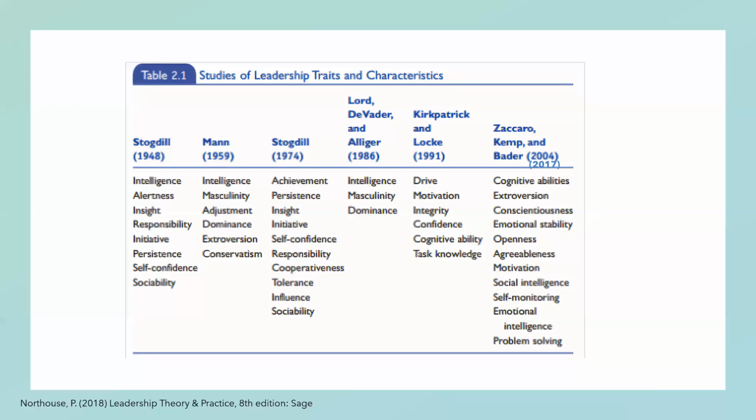Then we have in 2017, Zaccaro, Kemp, and Bader. They concluded that leadership emerges from the combined influence and interactions between multiple traits, a combination of cognitive intelligence and emotional intelligence.